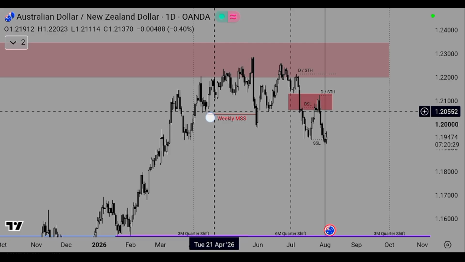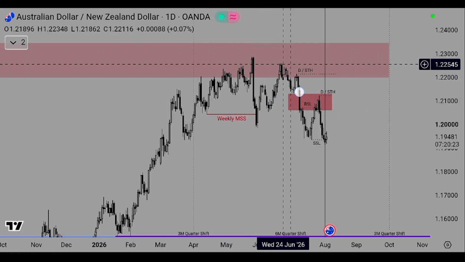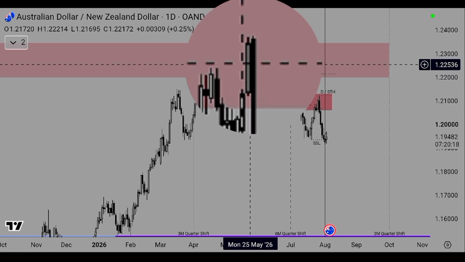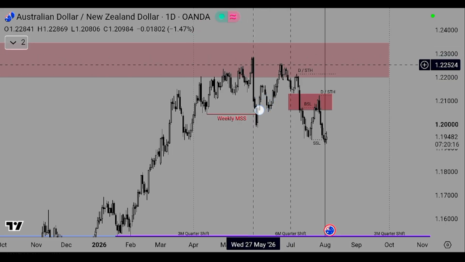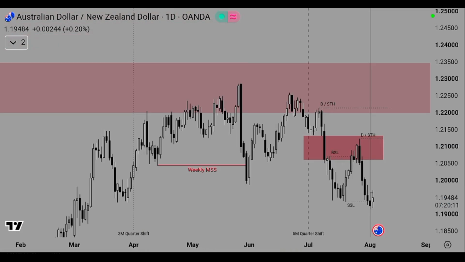Okay, so this is the 1 day chart. Here is our weekly market structure shift, price aggressively going down and then again going up, and this is the last up close candle, which is a sell side order block. The price dabs its consequent encroachment, the mid part.